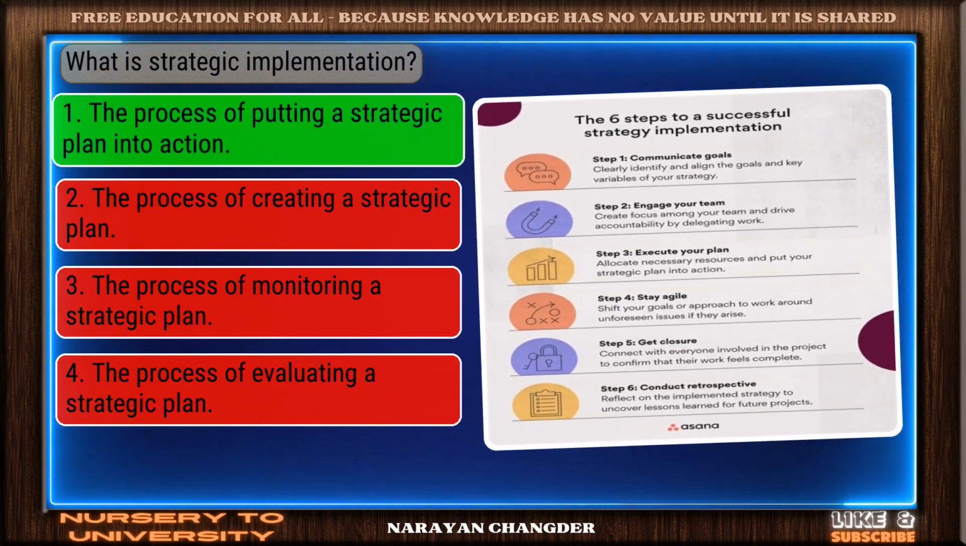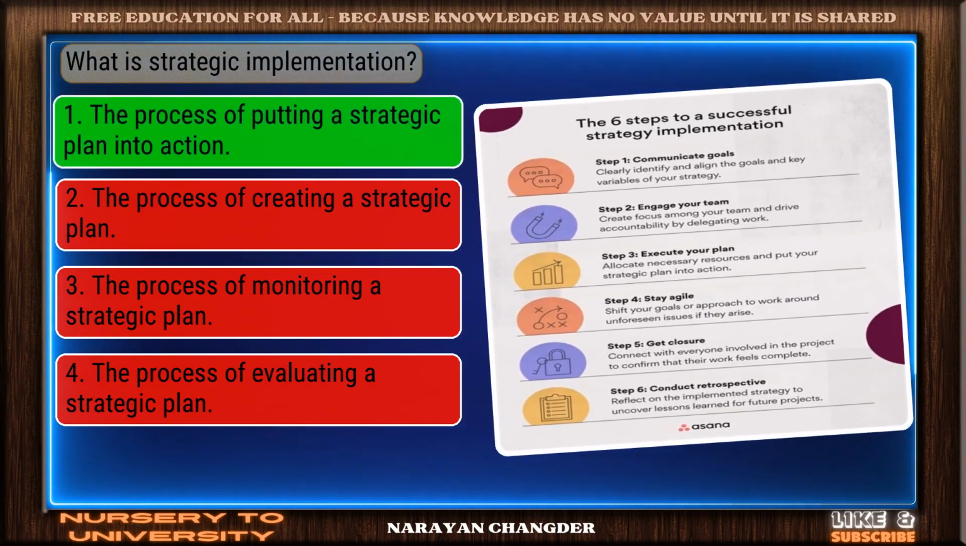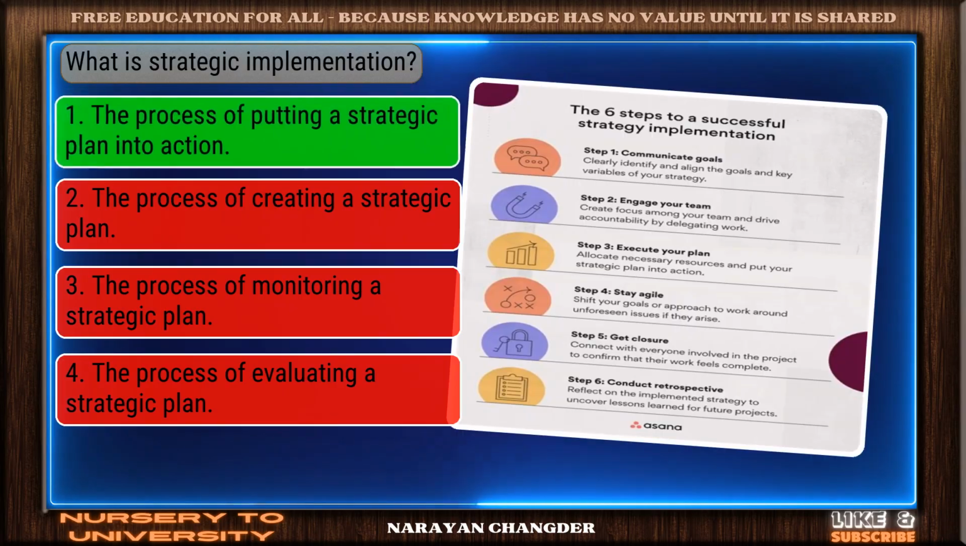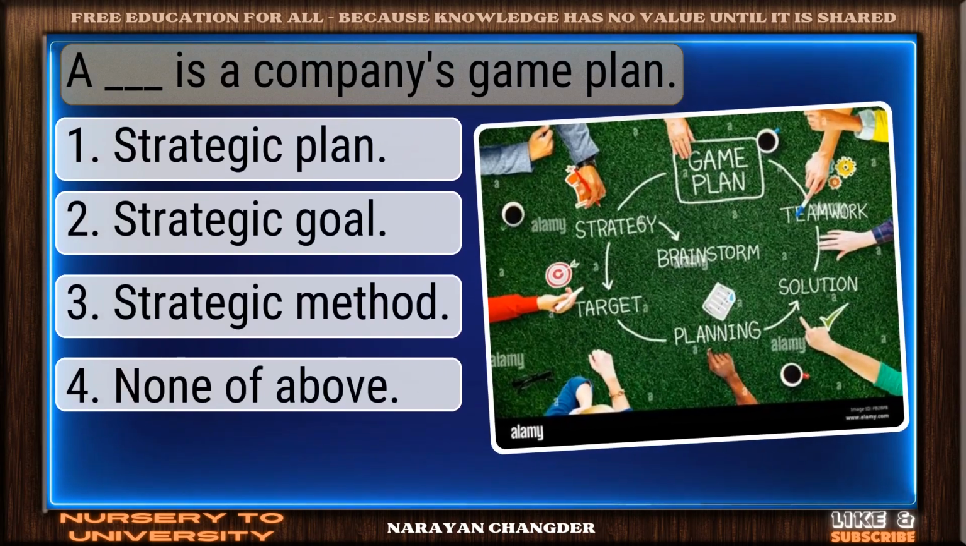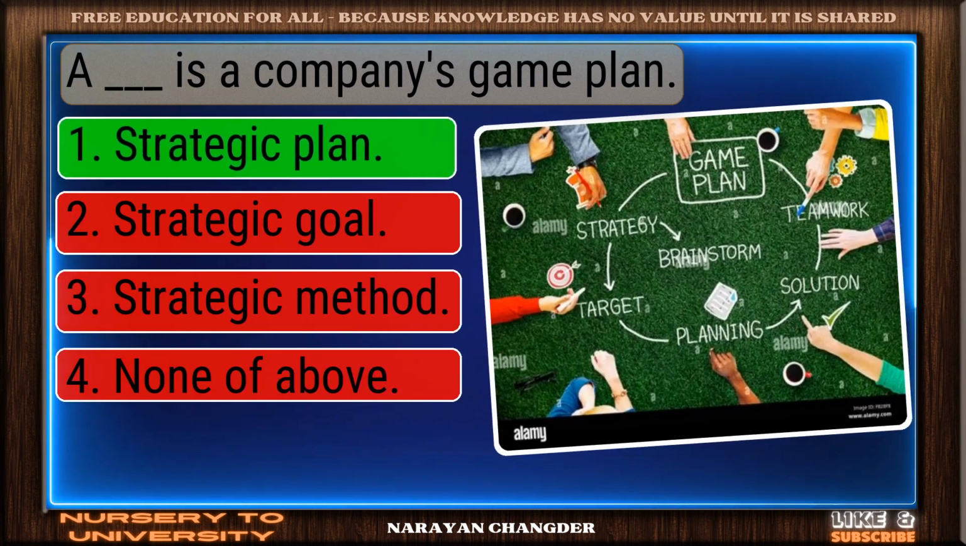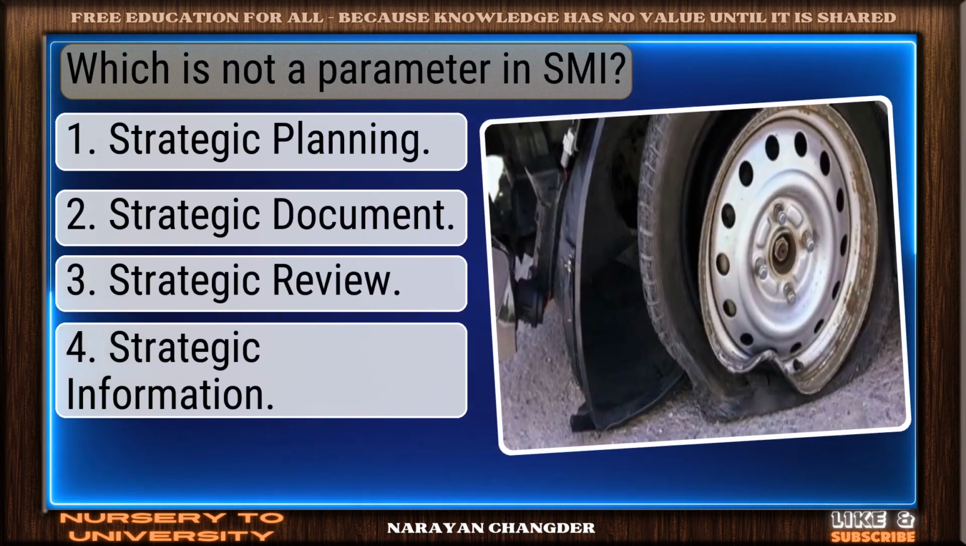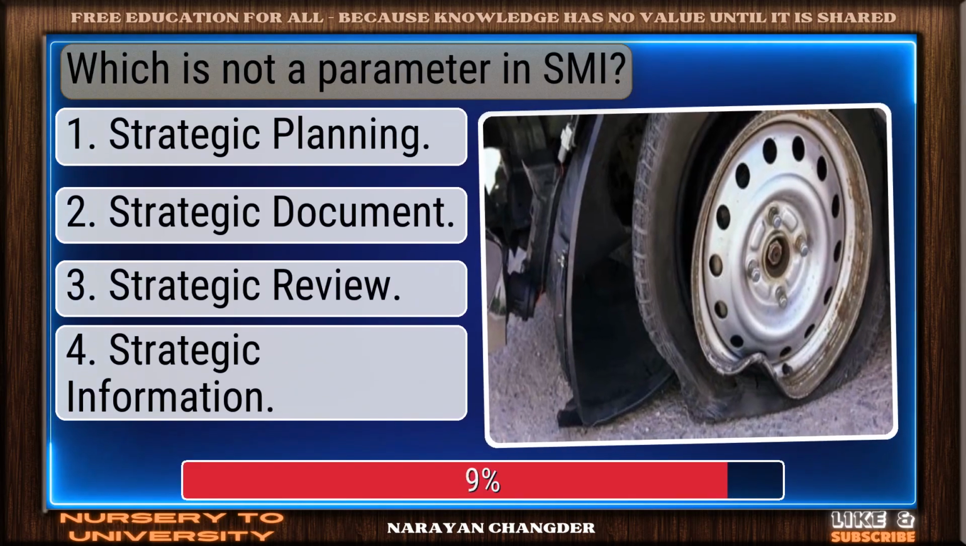Strong choice. The process of putting a strategic plan into action is the right answer. A dash is a company's game plan. You got it. Your choice strategic plan is right. Which is not a parameter in SME.